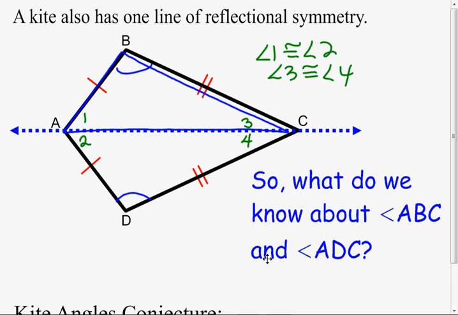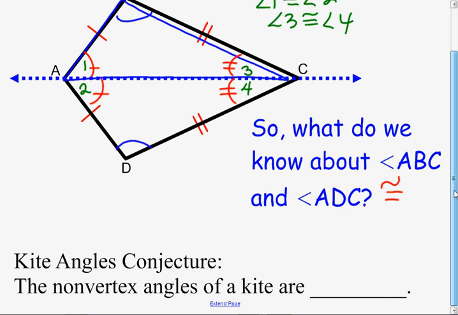So this line here actually bisects this angle. So if these are congruent, that's an angle bisector. And these are congruent. Notice that 3 is not congruent to 1, and 4 is not congruent to 2. So what do we know about angle ABC and ADC? They are congruent. So we've got a lot of information here. The kite angle conjecture is non-vertex angles of a kite are congruent. You should be filling in your notes on your iPad as we go through this video.